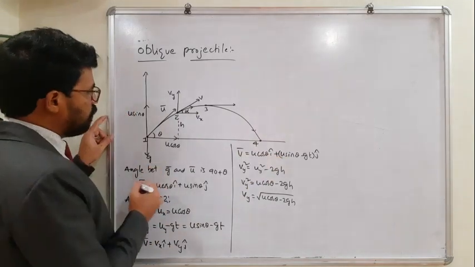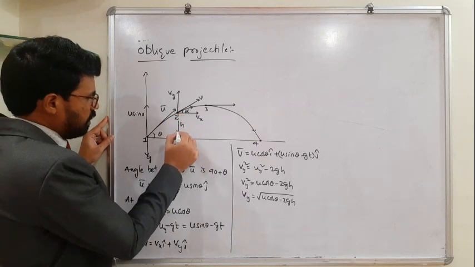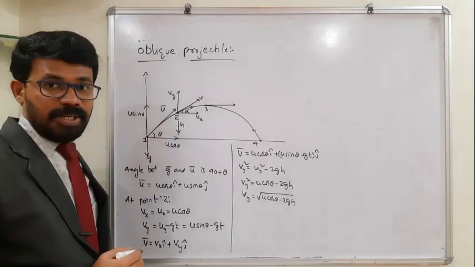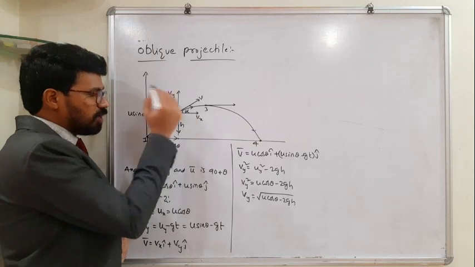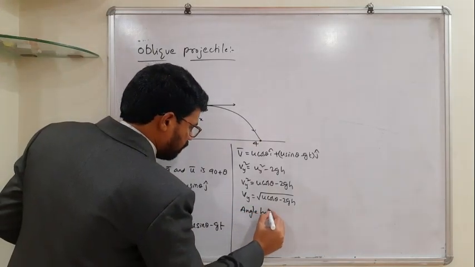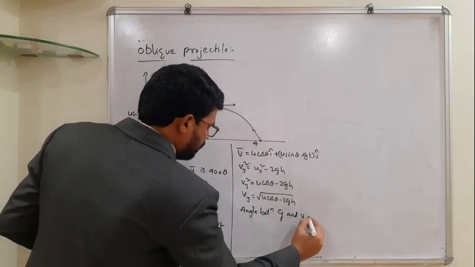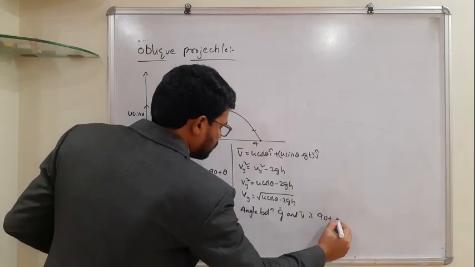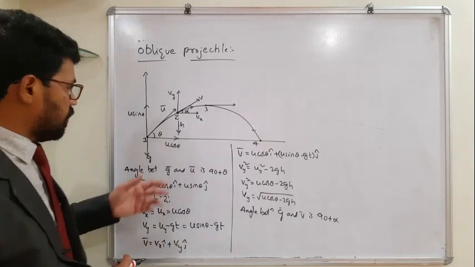What about the angle between acceleration due to gravity and the velocity? Acceleration due to gravity will be in the vertically downward direction, and the velocity is along this direction making an angle alpha with the horizontal. So what is the angle between acceleration due to gravity and the velocity? It's 90 plus alpha. So angle between g and v is 90 plus alpha. That's how you can talk about these details.